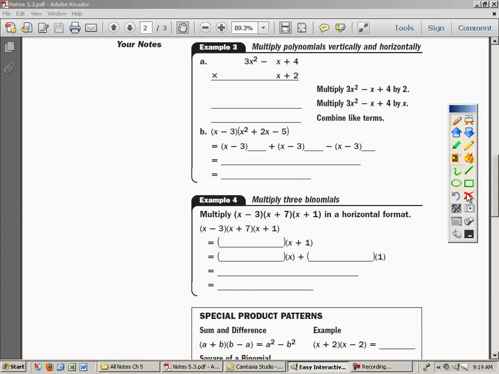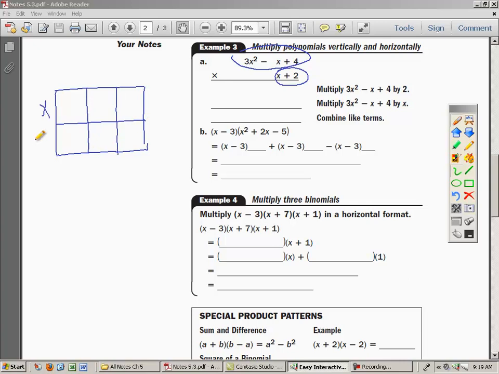I have been a big proponent of using what we would call a Punnett square. Obviously, in this case, since this is a binomial and this is a trinomial, we actually have a rectangle. It doesn't matter, since multiplication is commutative, so the order can be switched. I'm going to put the x plus 2 down the side, and I'm going to put the 3x squared here, minus x, and plus 4.